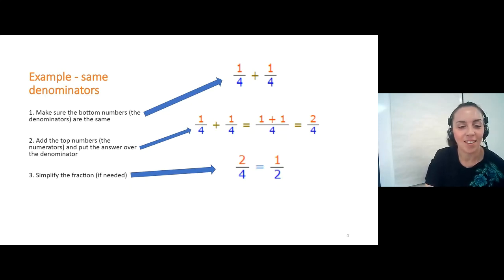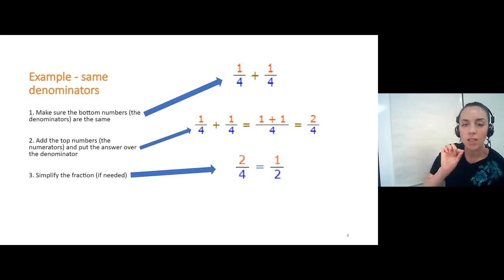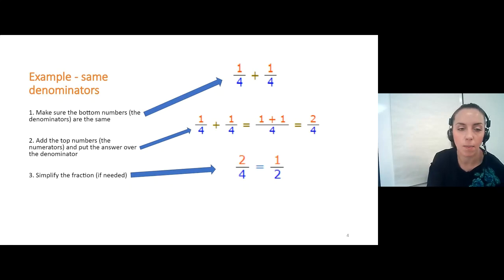We just move on. So there we've gone through an example of adding fractions with the same denominator. All we do is add the top, the numerators, put it back over the denominator, then simplify the fraction if needed. So there's our 3 steps in quite a good example there.